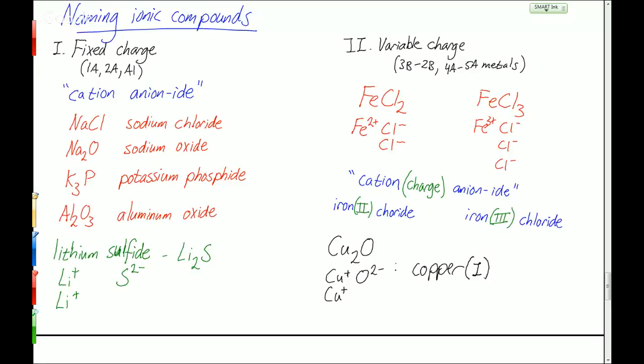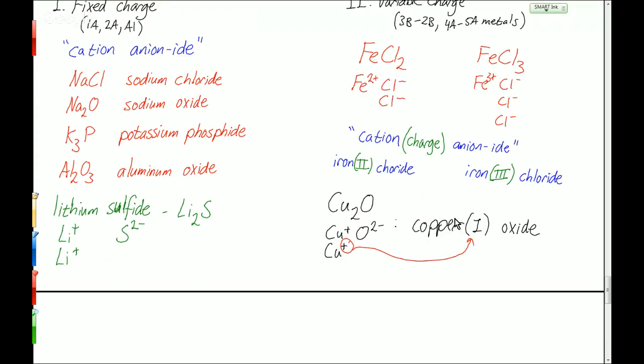Right. So the name of this is copper 1 oxide. Okay. Be careful. The 1 applies to the charge. It's very easy to see Cu2O and call that copper 2 oxide because the little 2 is right there. You want to do that. But that's not it. It's copper 1 oxide.